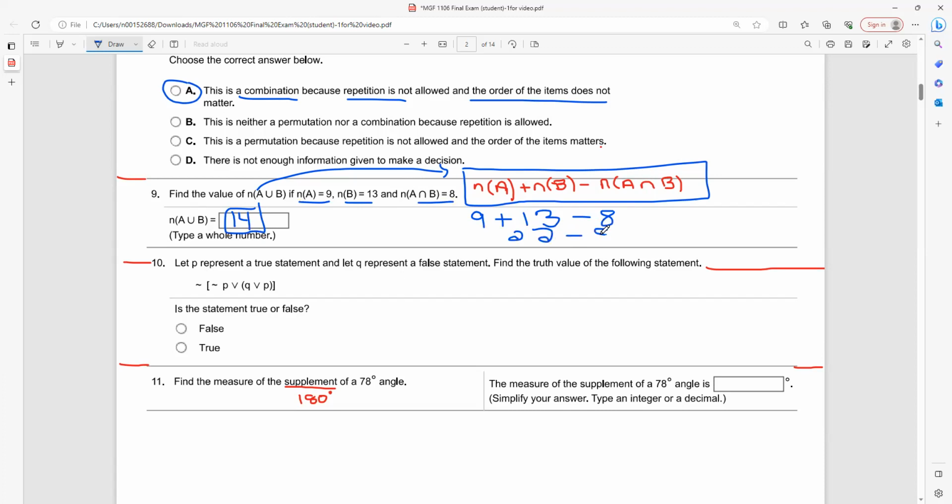For number 10, let P represent a true statement. So every time we see P, that represents a true statement. Q represents a false statement. So anytime we see Q, false statement. Now, here we have not back to back. If we look at our brackets first, we're saying not P, meaning not a true statement. P is a true statement, but we have not in front of it. So not a true statement, or Q being that false statement, so false statement or true statement.